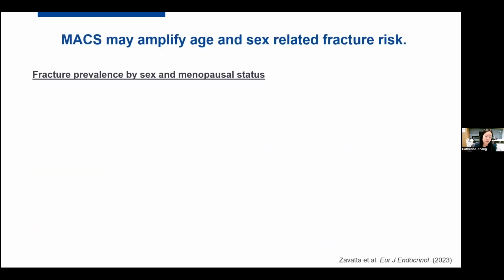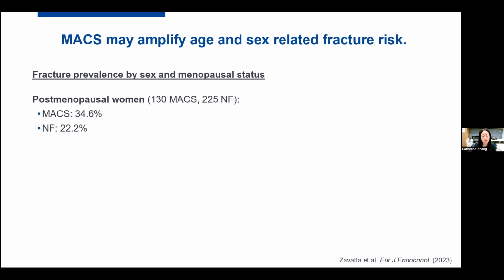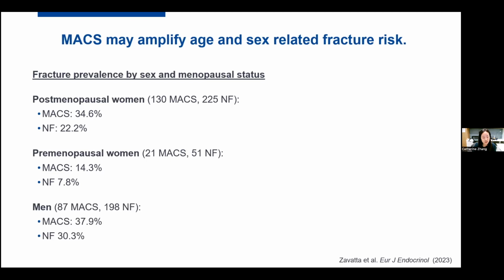So in this study, they also analyzed the data separately based on sex and menopausal status. And I thought some of these results were interesting. When looking at just postmenopausal women, patients with MACS continue to have a higher fracture prevalence. But when looking at just premenopausal women and in men, the difference in fracture prevalence was no longer significant.